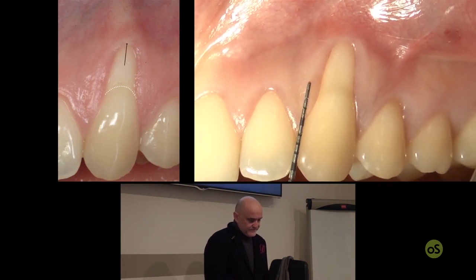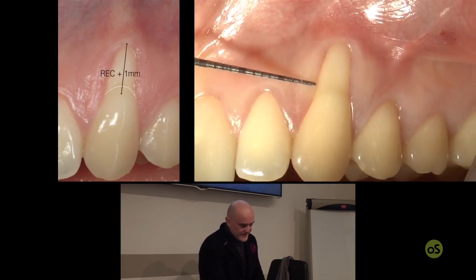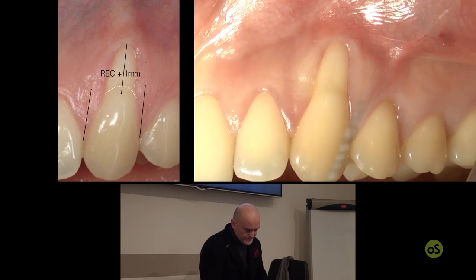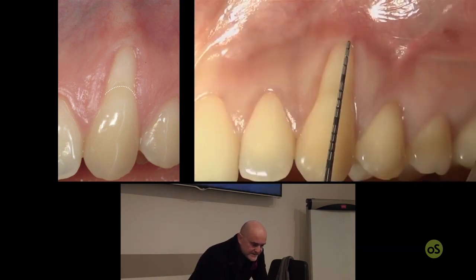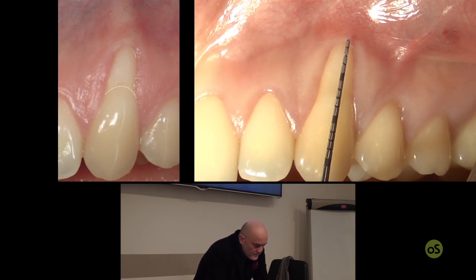Okay, now that we understood the concept, I want to make the step-by-step of this surgical procedure, which should be performed following the general and biological rule I tried to tell you just now.